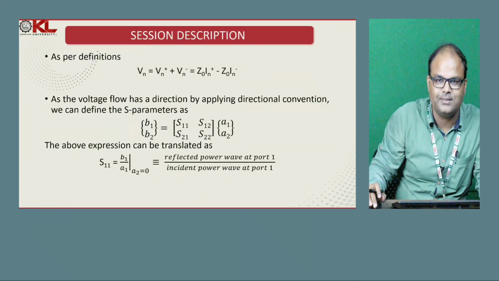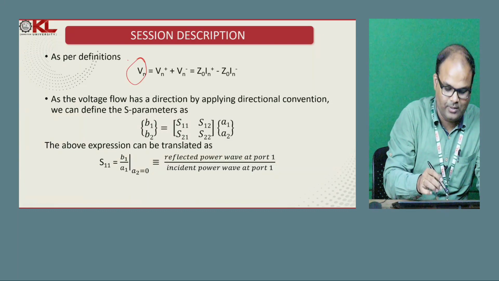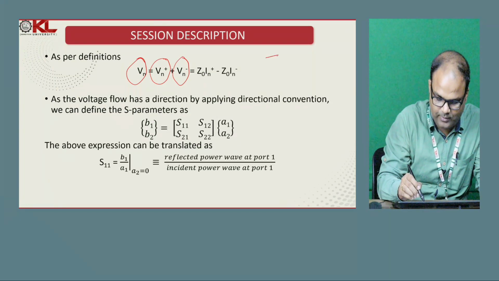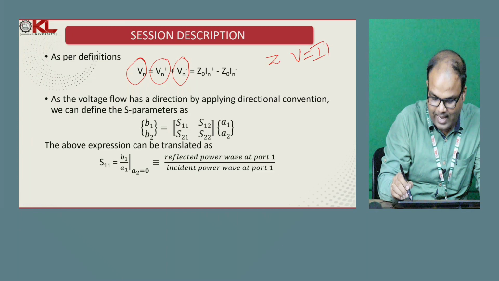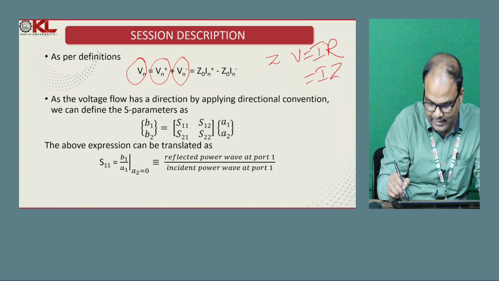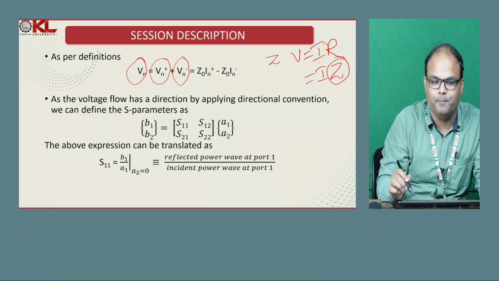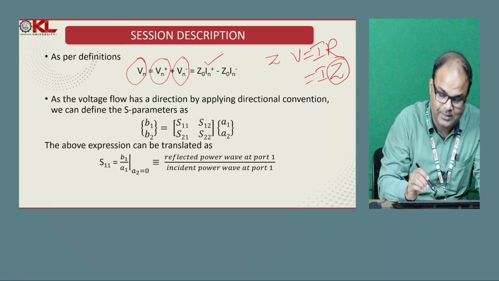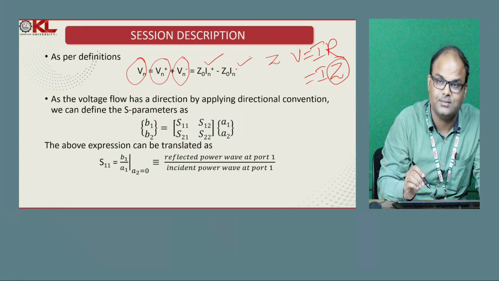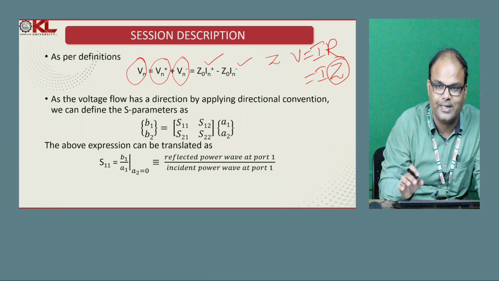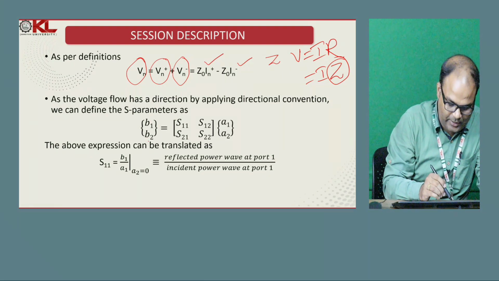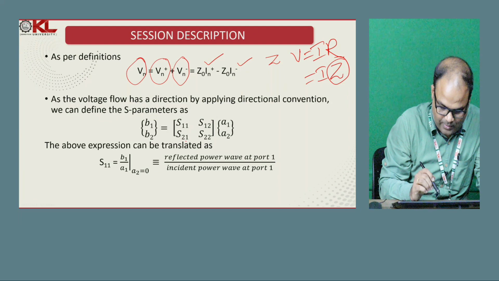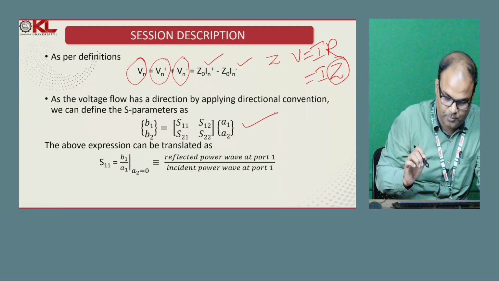From the definition we know the total voltage at any node is equal to the forward voltage plus the reflected voltage. Voltage is always V equal to IR, but in this case we can write I into Z because we are thinking about impedance. So Z0 into In plus, minus Z0 In minus. In plus is the forward current, and In minus is the reverse current. If we put all the things together, it can be written as B1, B2, the reflected waves, equal to the matrix S11, S12, S21, S22 times A1, A2. This is the most important equation.